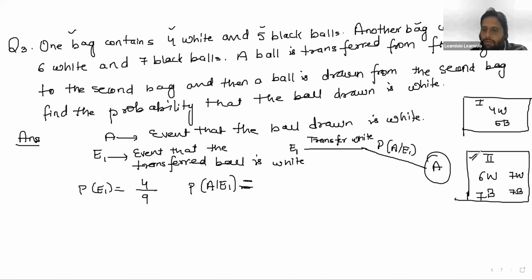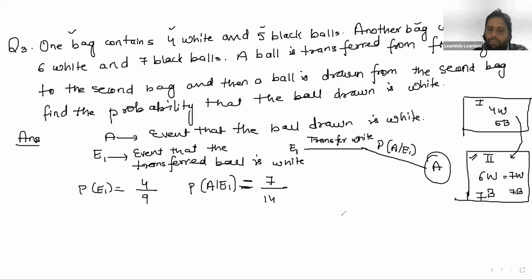You have the second bag. When you have transferred a white ball from the first to the second bag, the white balls become 7. Now from the second bag you are drawing a ball. The question says a ball is drawn from the second bag. What will be the probability it is white? 1 by 2. That's correct, 7 by 14.